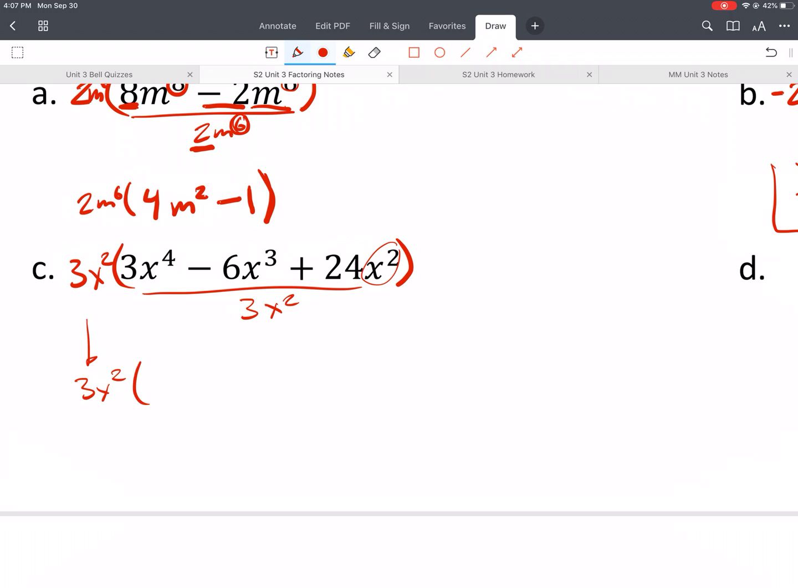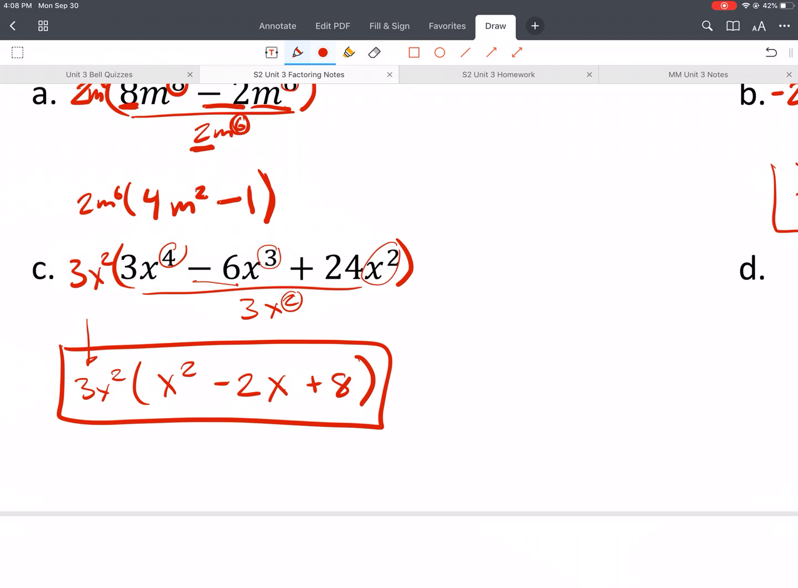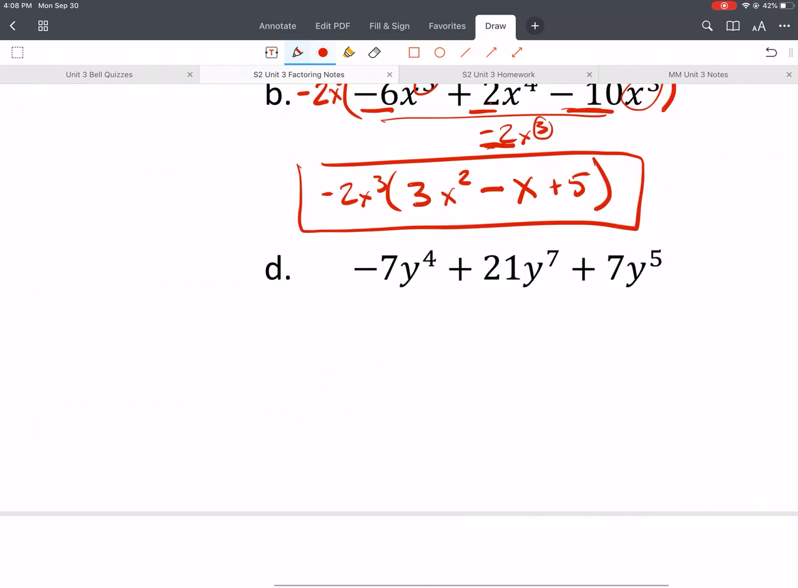Okay. So 3 divided by 3 is 1. 4 subtract 2 gives us x squared. Negative 2 divided by 3 gives us a negative 2. And 3 minus 2 gives us 1, so x to the 1, which is just x. 24 divided by 3 ends up giving us positive 8. And x squared divided by x squared, they cancel out. Okay? Again, you could distribute to make sure you got the same thing.